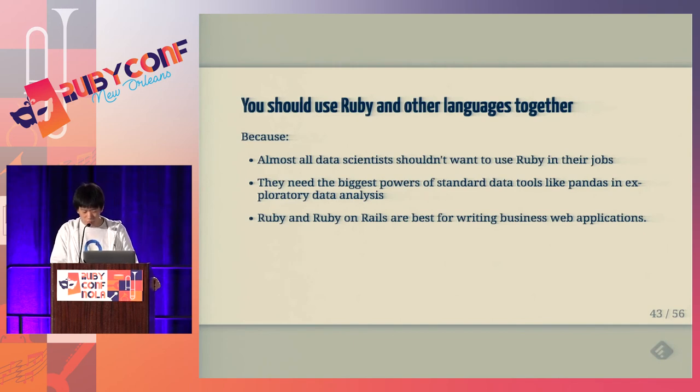As I mentioned before, you should use Ruby and other languages like Python together with PyCall, because almost all data scientists don't want to use Ruby in their jobs, and they need the biggest powers of standard data tools like pandas to do exploratory data analysis. It's the most important task to find valuable knowledge from living data from business. And also, we won't use Ruby and Ruby on Rails for writing our business application because it is best for us.